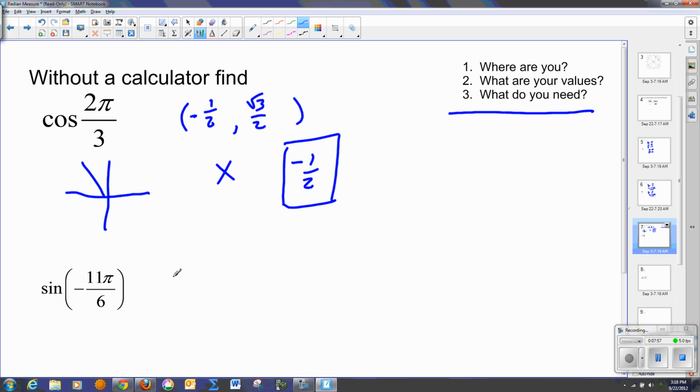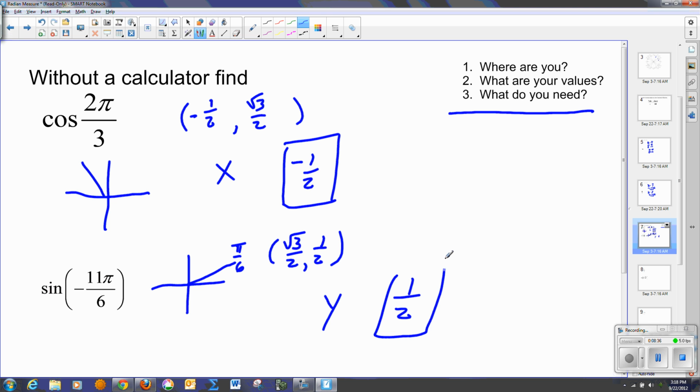When asked to find the sine of 11 pi over 6, I know 11 pi over 6 is just short of 12 pi over 6, so I'm right here. This is really the same as pi over 6 if I look at its coterminal angle. And I know my x and y values at pi over 6 are √3 over 2 and 1/2. I'm looking for my sine value, which means I need my y. And my y in this case is 1/2.